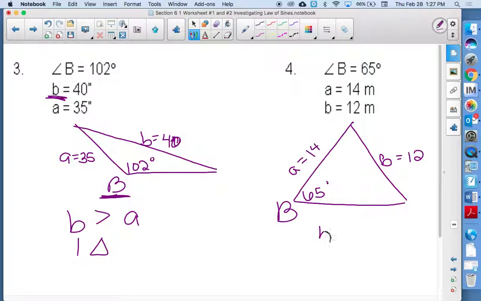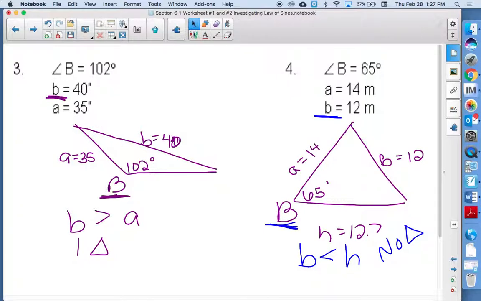When you calculate H in this one, I have 12.7. The side that matches the angle is B, and B is less than 12.7 because it's 12. So again, this is no triangle. I just want to make sure that you can see how the letters are working based off of the angles that you're given. Questions? Doing okay so far?